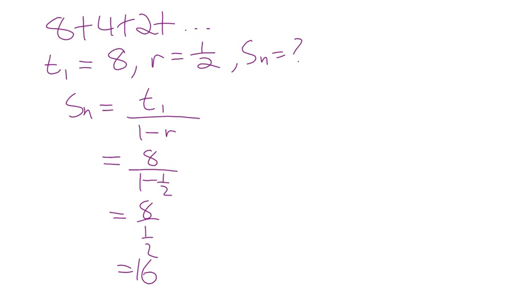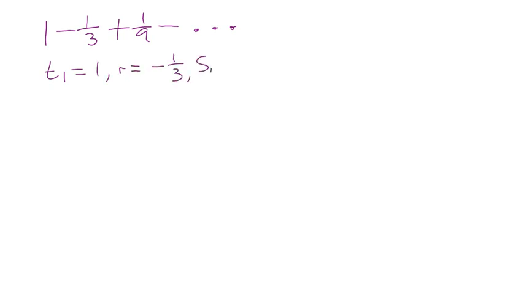But let's try one that has some negatives in there. Negative R. I suppose actually I should write minus here, right? Not plus. Minus dot dot dot. Okay, convergent or divergent? Convergent. Okay, what's T1? 1. What's R? Negative 1 over 3. That's something.